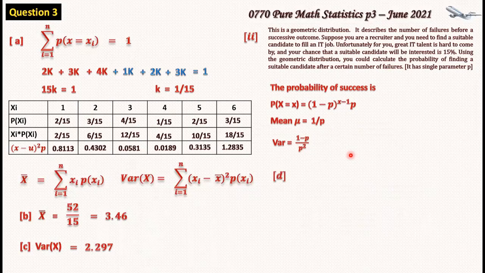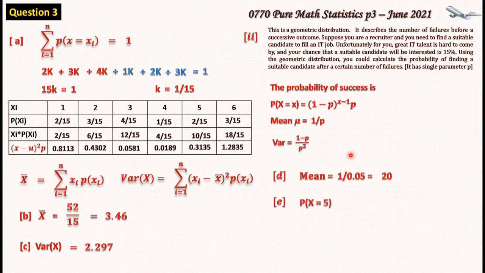And so we move to D now. The mean will be equal to 1 over what? 5%. That gives us 20. So the probability of finding the first successful, qualified candidate. So the mean is 20. And from here, we can equally find, to 4 decimal places, the probability that the 5th candidate interviewed is the first qualified applicant.